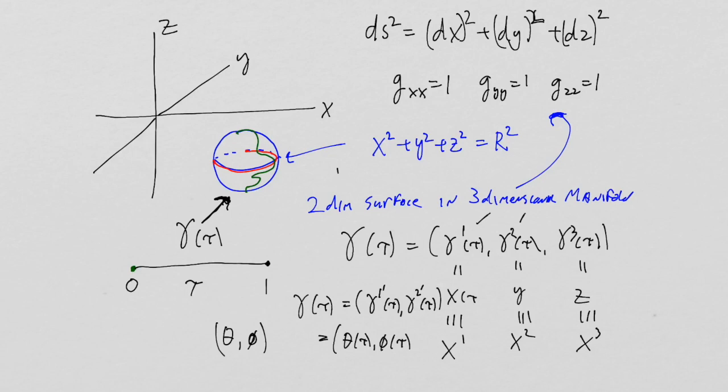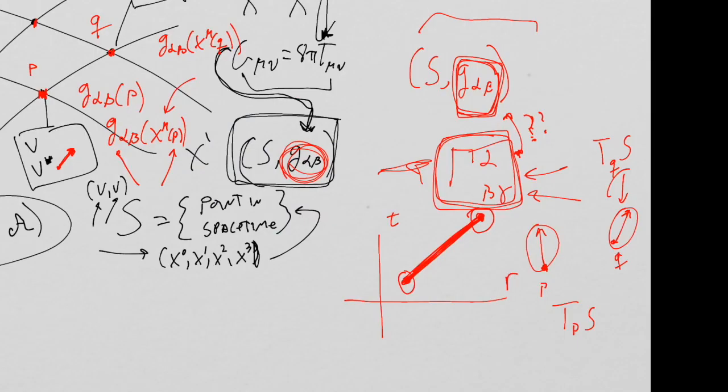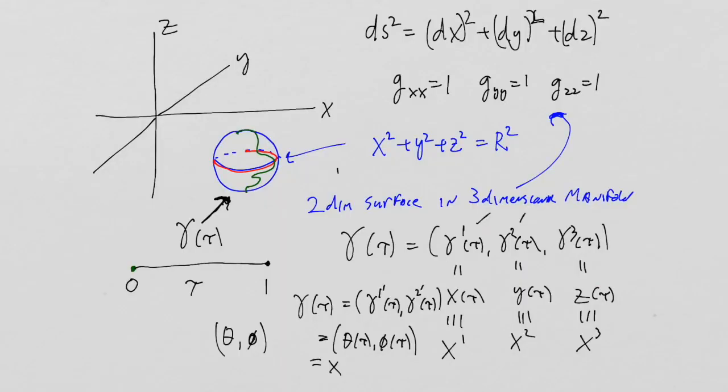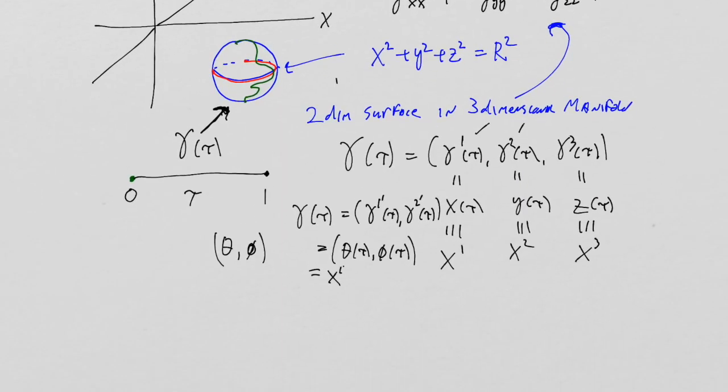I could have written this as x of tau, y of tau, and z of tau. And that would have been x1 prime, comma, x2 prime, right? I'm just using a few different notations here. All of tau. Everything's a function of tau. Everything's a function of the parameter. So there's two ways of doing it.